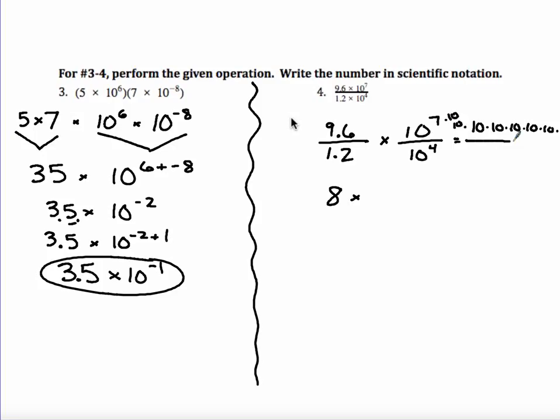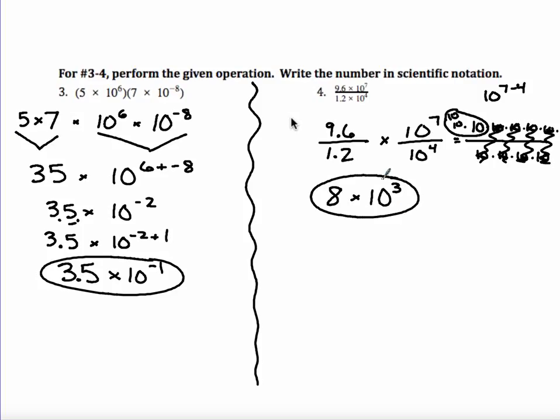Okay, and I kind of ran out of room there. Over 10 to the 4th would be 10 times itself 4 times. And then I would look at what can cancel, and I can take a 10 divided by a 10, 4 different times, because that's going to be a 1. And so I'm really left with 10 times 10 times 10, which is 10 to the third. And so a shortcut that we can see here for division is that I could really just have taken 10 to the 7 minus 4 power, and I get 8 times 10 to the third. Okay?